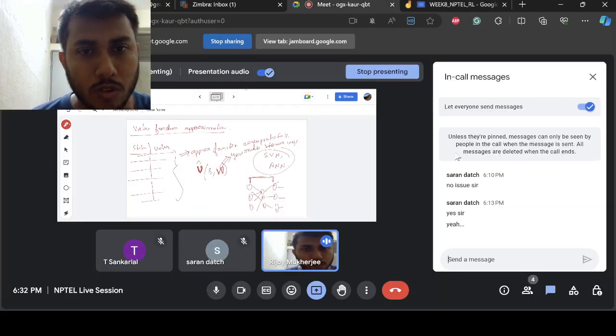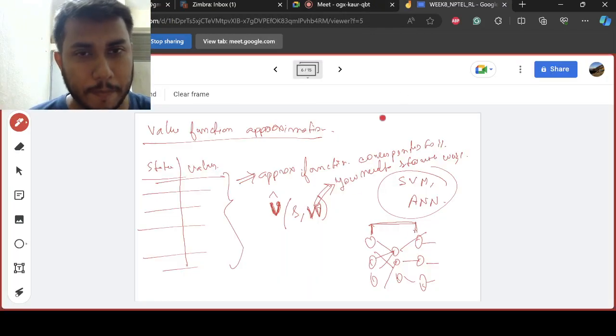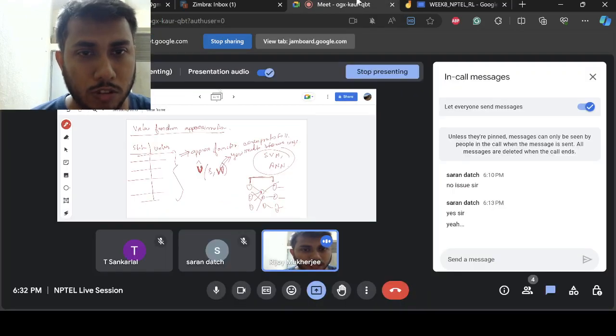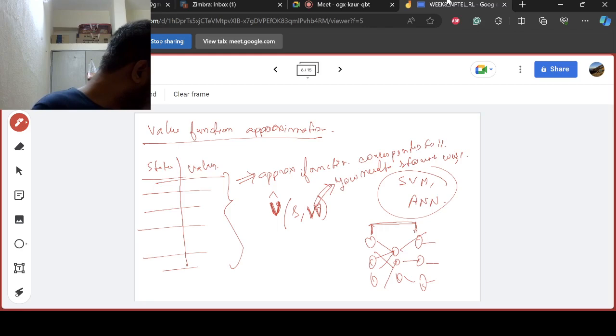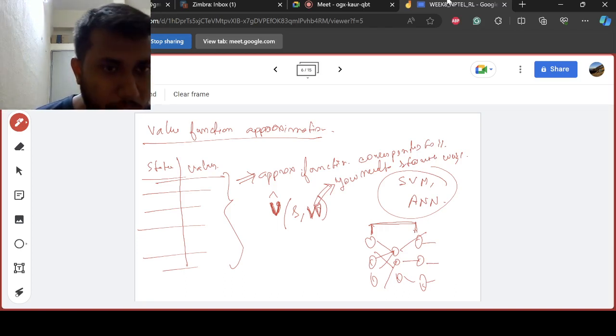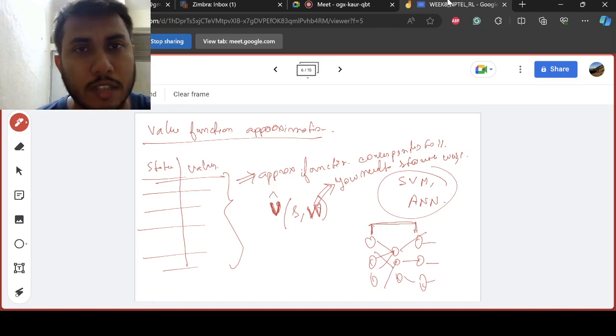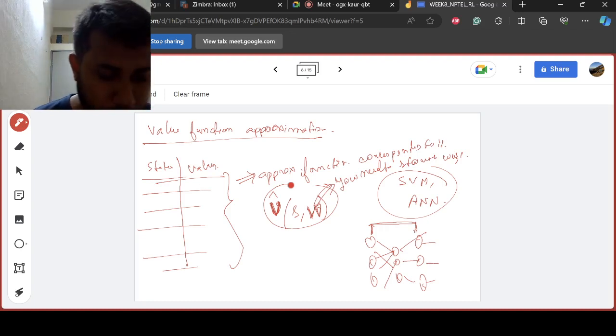If you are considering this as a supervised learning problem, to compute this v and this w, what do you typically need? Right. If you have to compute such variables and functions, to come to this function, what do you need basically? You need a data set, right? In a supervised learning problem, you need a data set.